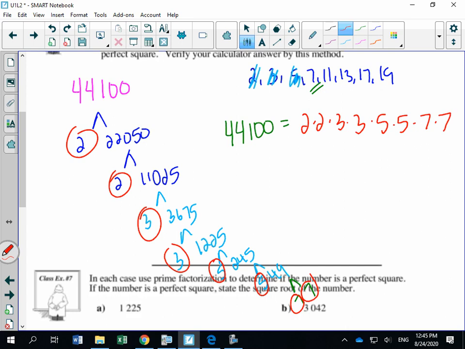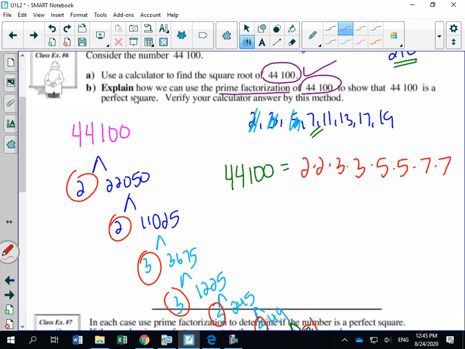Okay, so I wrote the prime factorization of 44,100. Now, what it says is explain, and you're going to have to do this on the test, on your first quiz. That means I need a sentence. I'm going to write your sentence for you, and you pretty much have to memorize this sentence. So here's what the answer is.